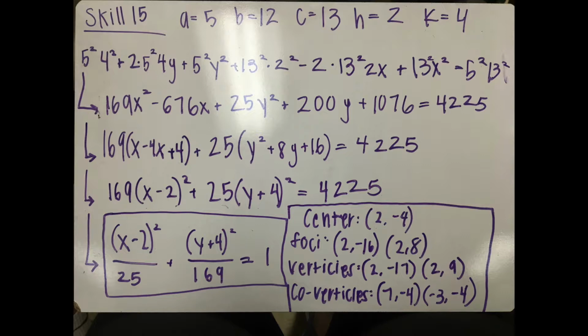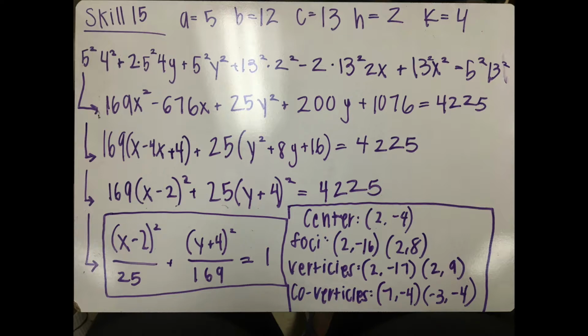4,225. And then after that, I took 169 out of my x terms and 25 out of my y terms, and then proceeded to complete the square for both the x and the y terms. Next, I condensed the x and the y terms and subtracted 1076 from both sides. This gave me my equation to be 169(x minus 2) squared plus 25(y plus 4) squared is equal to 4,225.